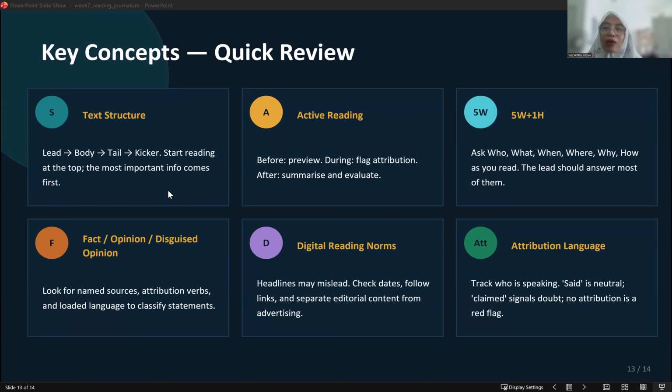And when you are digital reading or reading news from your phones, know that headlines may mislead. Check dates, follow links, and separate editorial content from advertising or from comments. And make note about attribution language. Track who is speaking. For example, said is neutral, claimed signals doubt, and no attribution is a red flag.